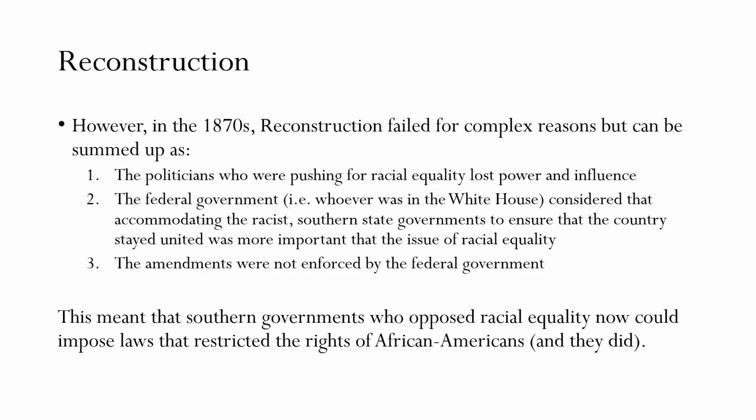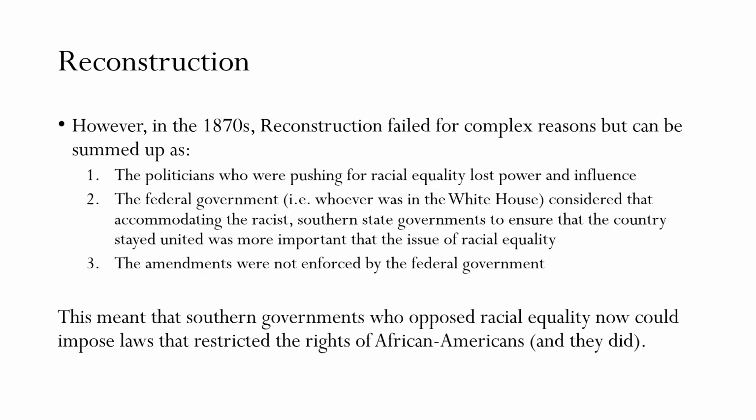Unfortunately, during the 1870s, Reconstruction failed for complex reasons. It's really hard to summarize, but I guess we can see it as three things. So politicians who were pushing for racial equality lost power and influence. I think an important part of that is that Abraham Lincoln was actually assassinated, and the person who took over after him, Andrew Johnson, was way more interested in uniting the nation than actually protecting the rights of newly freed slaves. You can see that in point 2 as well.